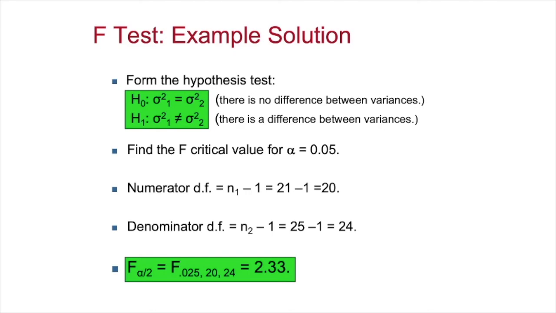And so we're going to run our test. First, we decide what our hypotheses are, and it's H0, the variances are the same, versus H1, the variances are different. Then we find the critical value. Here we want an alpha equal to 5%. We look at the numerator degrees of freedom and the denominator degrees of freedom. They're respectively 21 minus 1 and 25 minus 1. And so we find our critical F, which is an F statistic for half of alpha, which is 0.025, 20 degrees of freedom and 24 degrees of freedom, and that is equal to 2.33. That could have come out of the table, or it can come out of Excel.